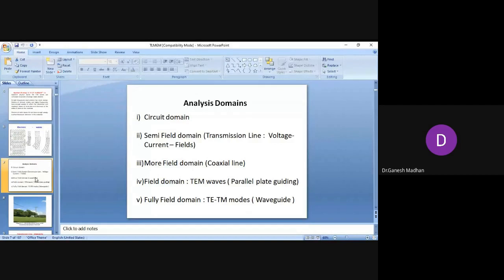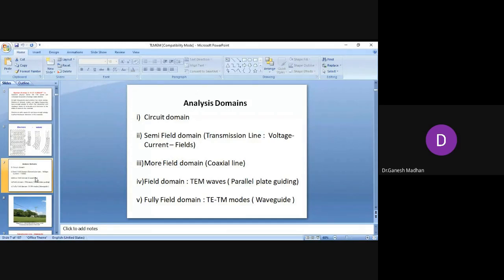So you see an evolutionary nature right from the circuit domain, where there is no space parameter involved. You have only current and voltages. Then at the fully field domain, you have electric fields, magnetic fields, and their orientations, both with respect to three-dimensional space quantities as well as time.